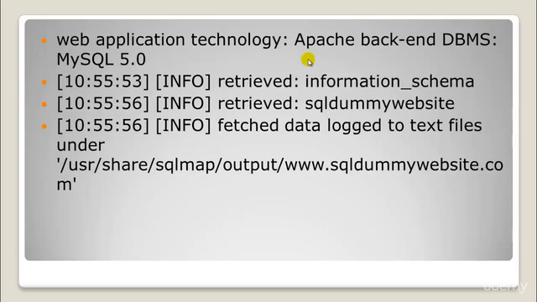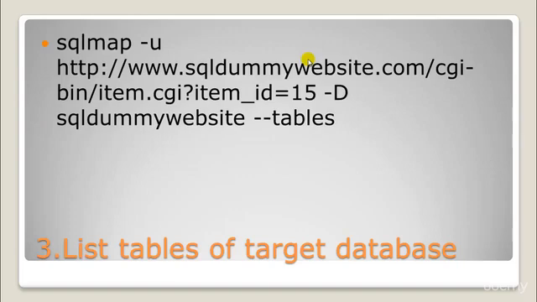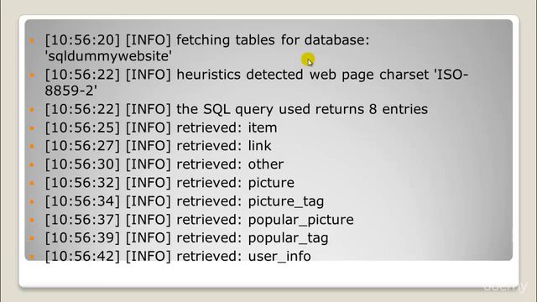So let's go ahead and list the tables of the target database using SQL map SQL injection. Now we need to know how many tables this SQL dummy website database has and what their names are. To find that information, we'll be using another command, sqlmap -u http://dummywebsite.com CGI bin item CGI 15, and after that I would be typing -D SQL dummy website --tables. This will get us these 8 different tables. It's more than 8 obviously, but these are the tables that we will get. That's fetching tables for databases, heuristics detected web page, and so these are the 8 tables that we would be getting: item, link, other, picture, picture tag, popular picture, popular tag, and user info.